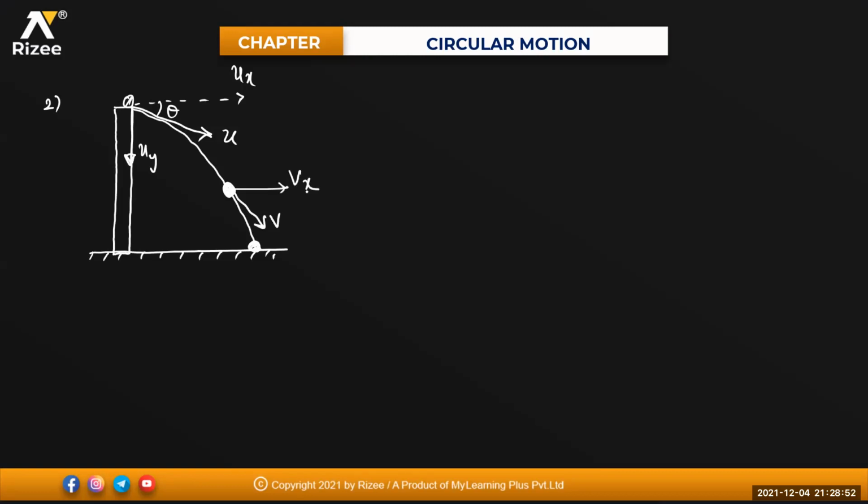Horizontal component of the velocity is Vx, vertical component of this one is Vy. Obviously, this is the horizontal distance, and here will be the vertical displacement. The total height of this tower is nothing but equal to your h. Okay, so this is a point A, this is your point of origin, and this is your point B. So this will be the range here right now.